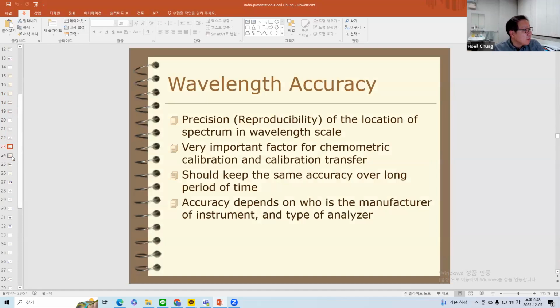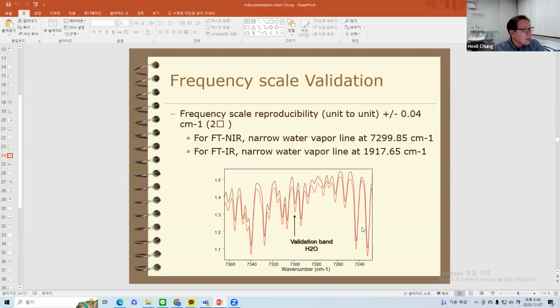Also wavelength accuracy. That means the spectrometer's wavelength should be constant all the time. I think wavelength accuracy is very important. Sometimes the instrument has a calibration using water vapor, because if you have an NIR spectrum without a sample, you can see the water peak. Sometimes you have to check whether your instrumentation's wavelength accuracy is good or not. That is an important parameter, I guess.